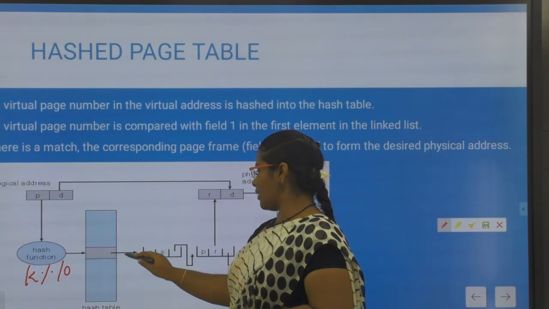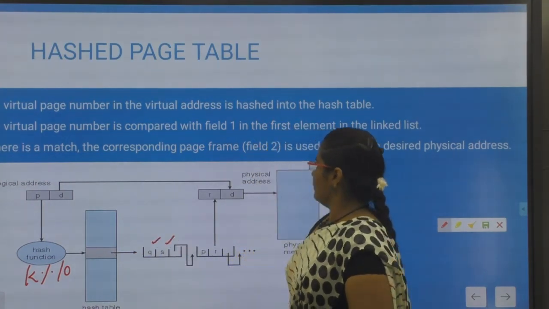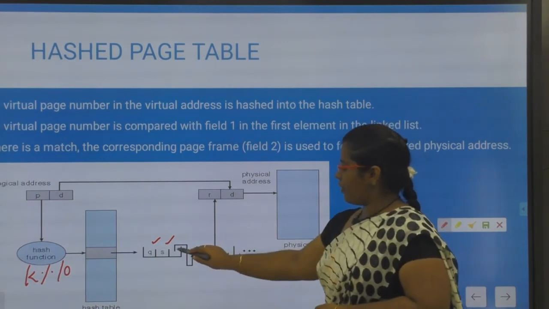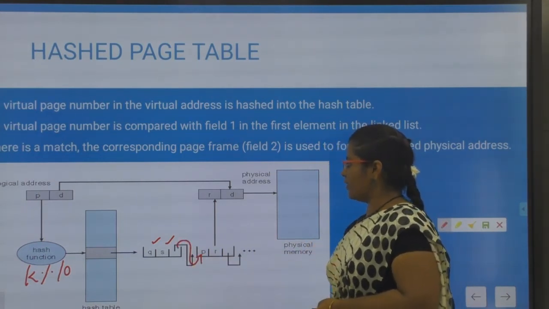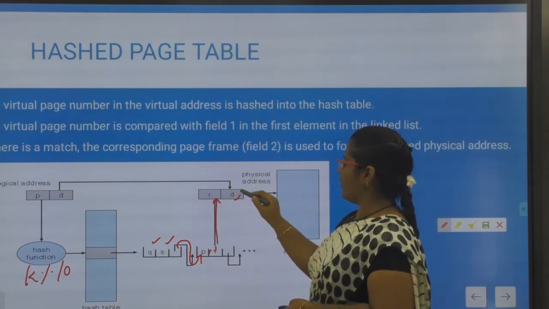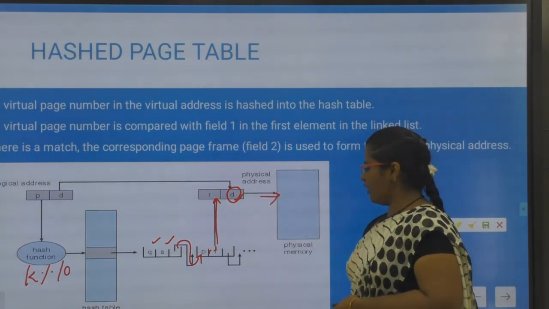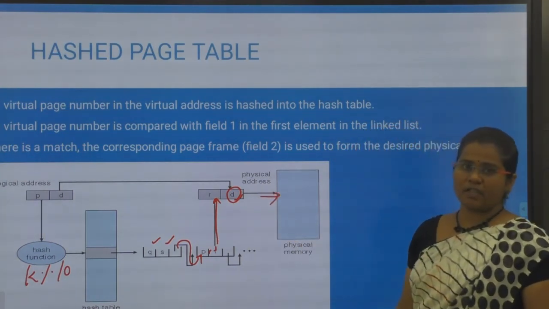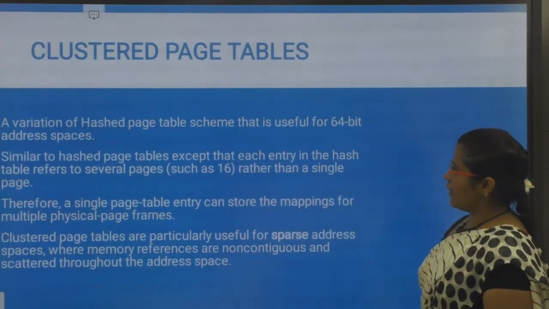This hash table will contain the page number and then the frame, followed by the address of the next pointer. From there I will get the frame number, attach the offset, and find out the actual physical address which is present in the main memory. So that is the hashed page table.